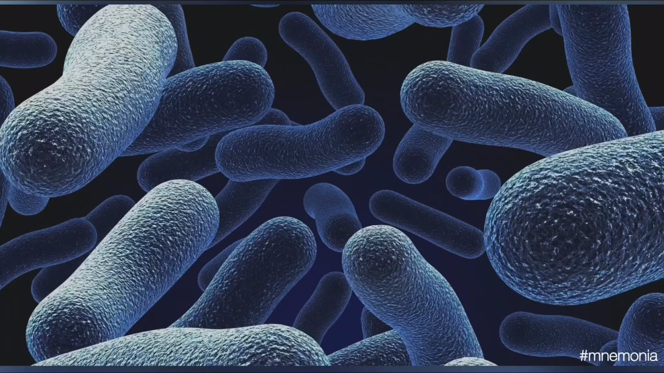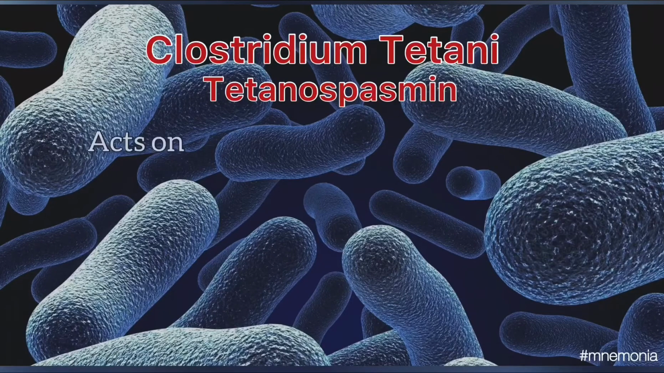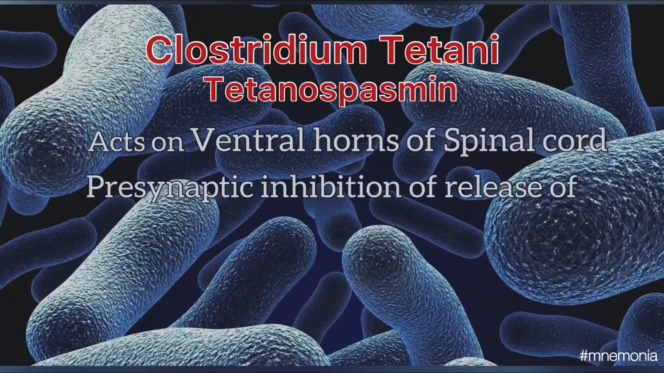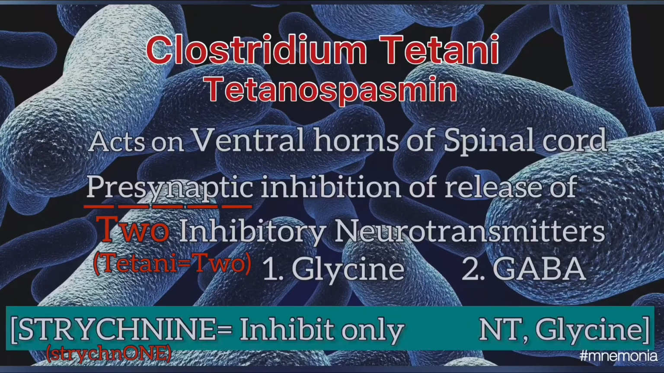Now, a brief overview of mechanisms of other Clostridium toxins. Toxin tetanospasmin of Clostridium tetani works on the ventral horns of spinal cord by presynaptic inhibition of the release of the inhibitory neurotransmitters GABA as well as glycine. It is important to note here that the pesticide strychnine causes the same effects as tetani but works by almost the same but a slightly different mechanism, in that strychnine only inhibits the release of glycine and not of GABA.